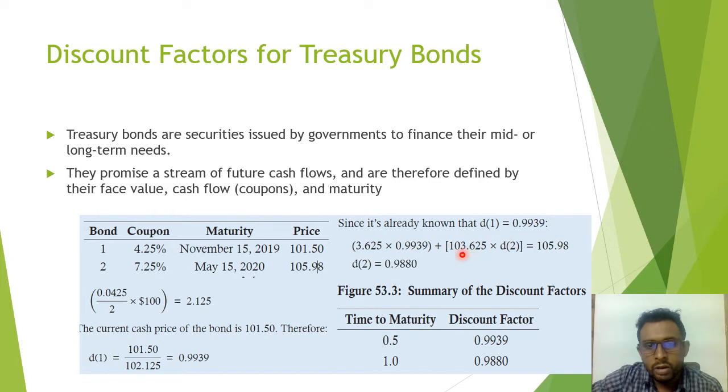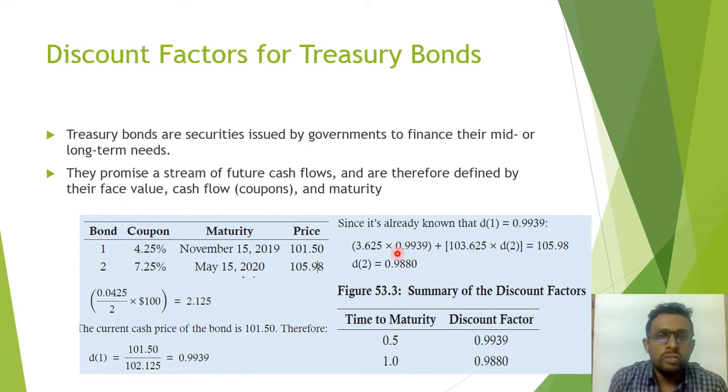For arriving at 103.625, we'll have to calculate 3.625% divided by 2 into 100, which will give you 3.625. Added 100 to that, we'll get 103.625 into discount factor 2. That is the discount factor of period 2, which is equal to 105.98, which is given. So the discount factor comes around 0.9880.